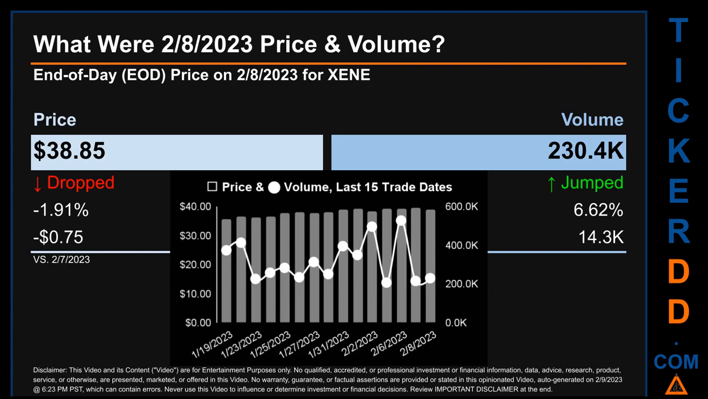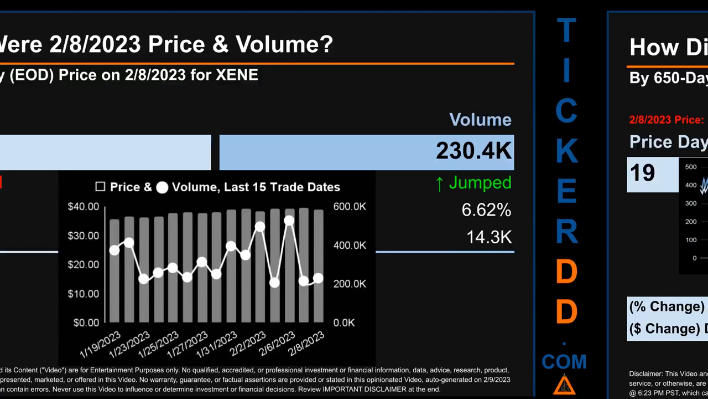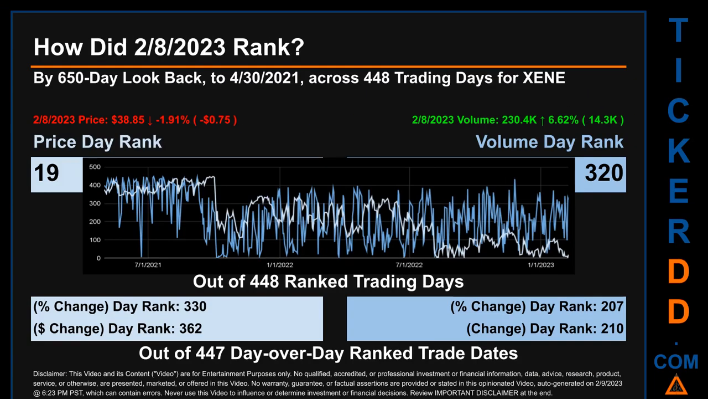The graph shows price and volume for the last 15 trade dates. Across a range of $3.94, the max and minimum end-of-day price were respectively 39.61 and 35.67. Volume saw a range of 320.8 thousand, from a day low of 207.6 thousand to a day high of 528.3 thousand.